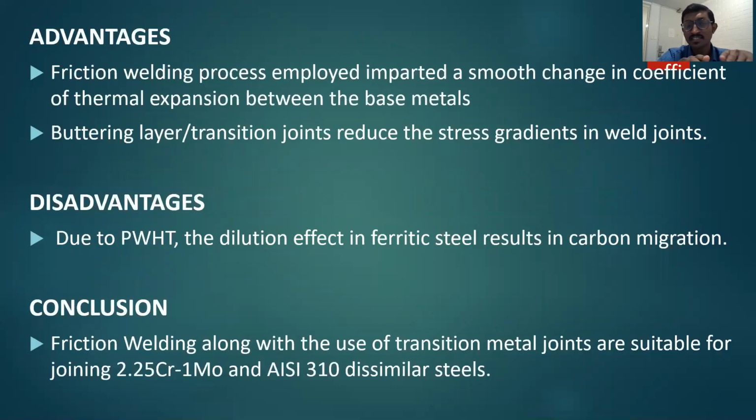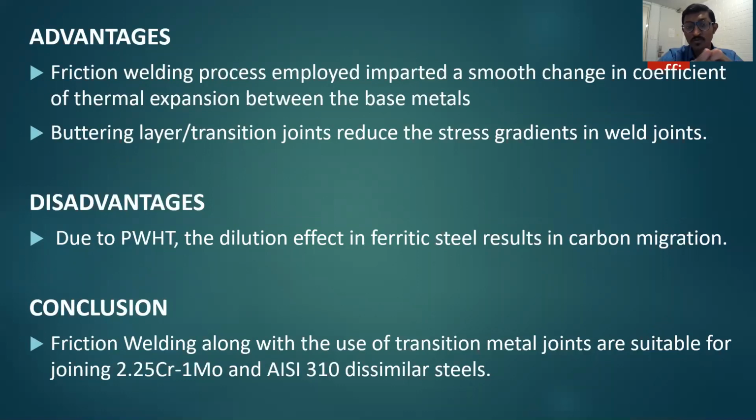Finally, the factors affecting the creep rupture strength of these weld joints were determined by conducting this experiment. The advantage of this process is that employing a friction welding process promoted a gradual change in the coefficient of thermal expansion, which thereby reduces the failures in dissimilar weld joints. Use of a buttering layer also reduced the stress gradients developed across the weld joints and imparted good creep rupture strength to the weld joints.